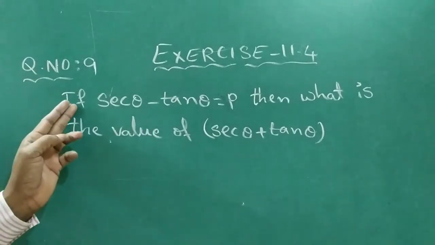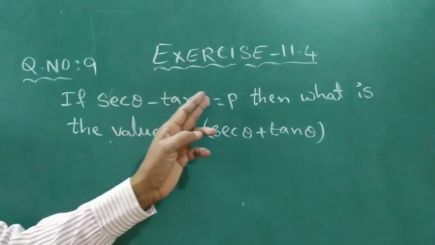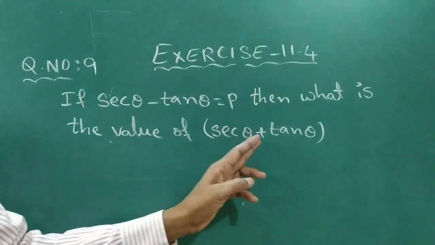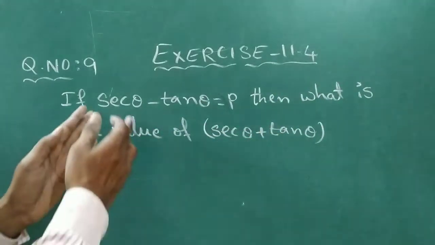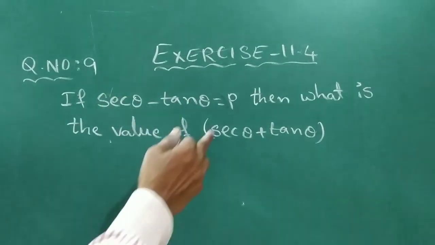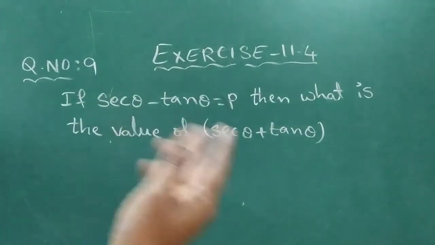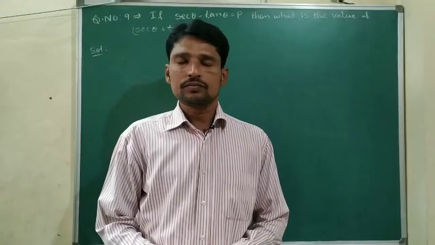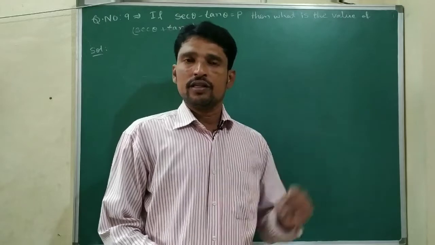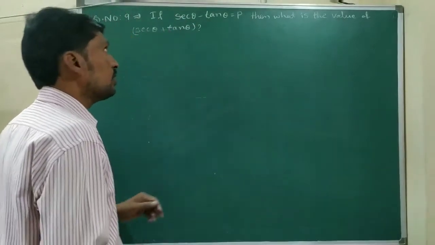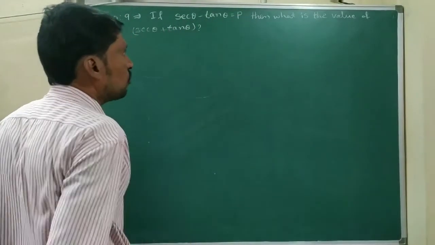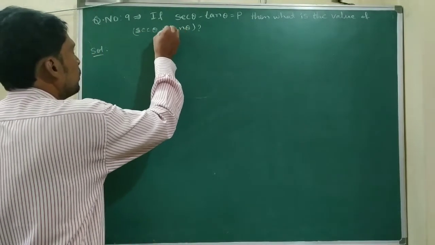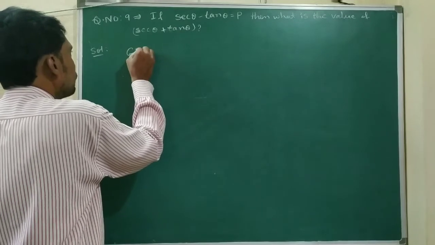Question number 9. If sec theta minus tan theta equal to P, then what is the value of sec theta plus tan theta? Here, given sec theta minus tan theta, the value is given by P. We need to find sec theta plus tan theta. Let us see the solution. Here given sec theta minus tan theta equal to P, we need to find the sec theta plus tan theta value.